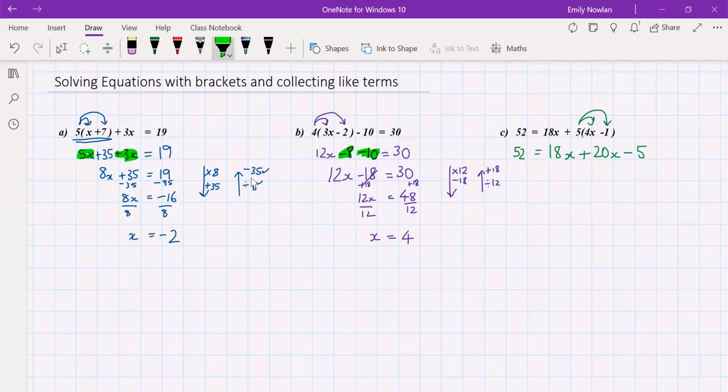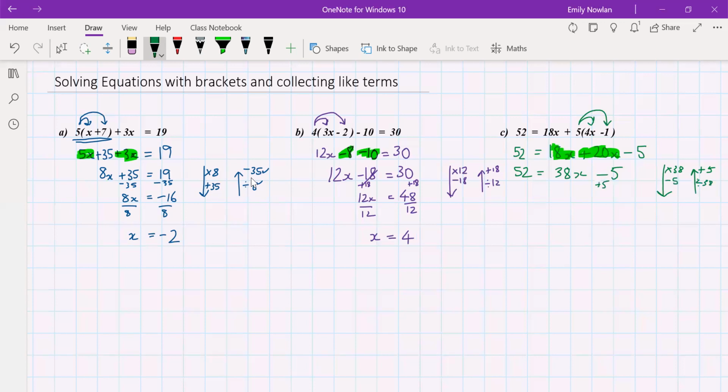Now, again, we want the like terms on the same side of the equal sign to come together. We've got 18x and plus 20x. They need to come together. So what is 18x plus 20x? It is 38x, 52 over here, and the minus 5 still over there. Now, you've got something like you've seen before. What happened to the x? It got times by 38, and then we took away 5. How do we undo that? We add the 5 and divide by 38.